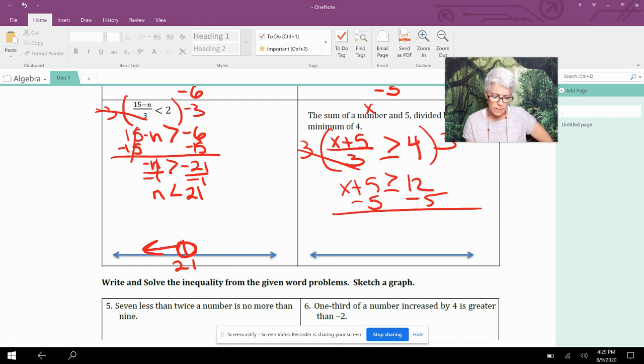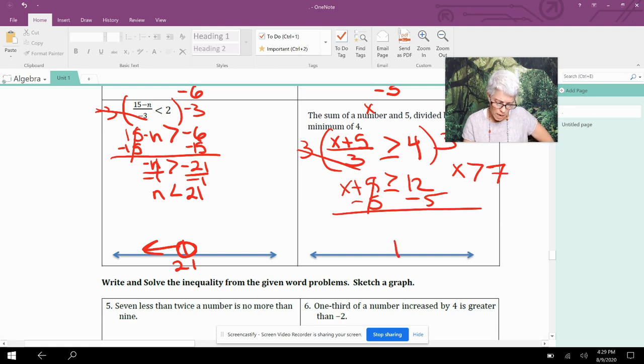I'm going to write it off to the side because I wrote too big, and I apologize. I'm kind of a sloppy writer. So I have this cancels, so I have x is greater than, whoops, just a 7. All right, x is greater than 7, and I'm done.